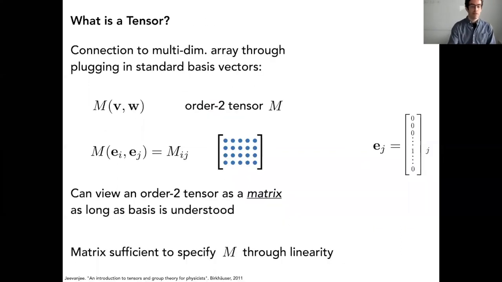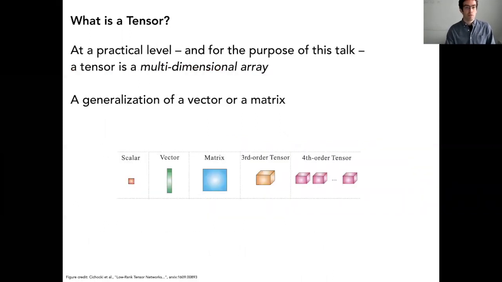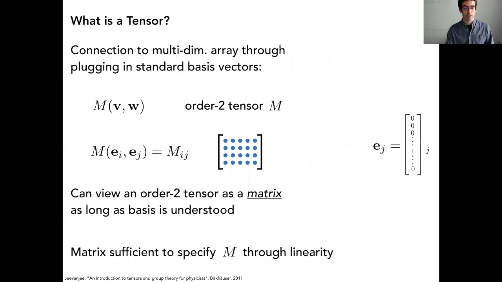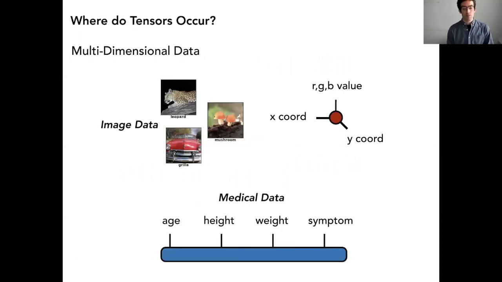Okay, so a good chance to ask a question there if you need any more background on tensors. So basically a multidimensional array, but there's some mathematical pedigree as well. There's some things you can say about transformations, but they won't really be relevant for this talk too much. Okay, so now where do tensors occur?